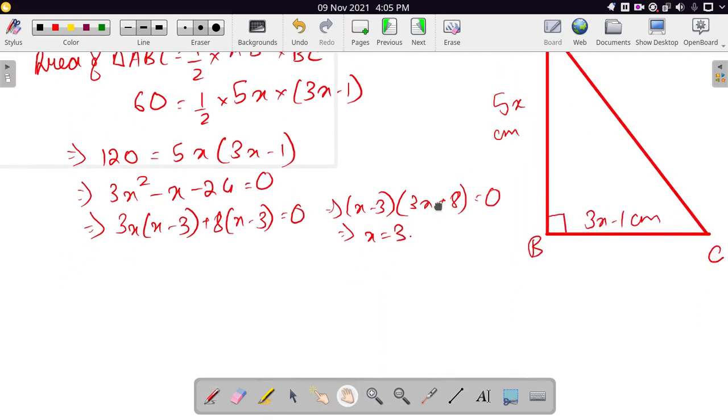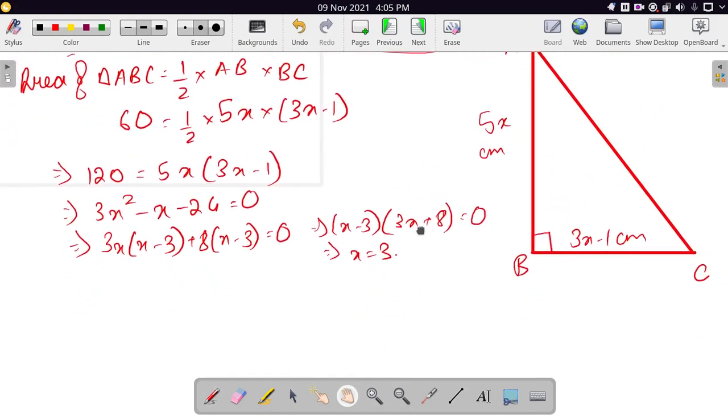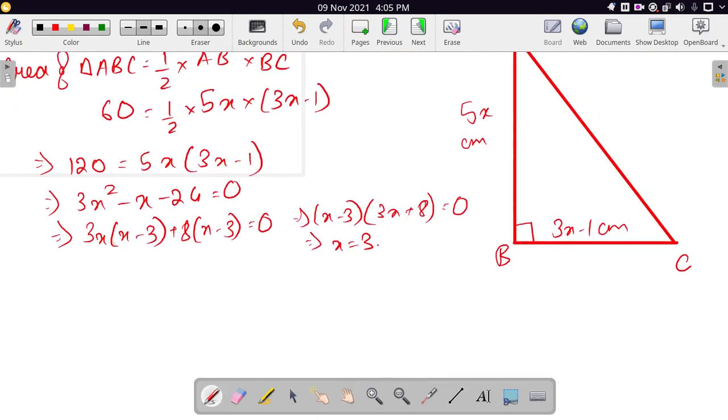What do we need to find? We need to find the hypotenuse. It's very easy, because we have the value of x, so we have AB. AB is 15 centimeter. What is BC? BC is basically 3x minus 1, so BC is 8 centimeter.